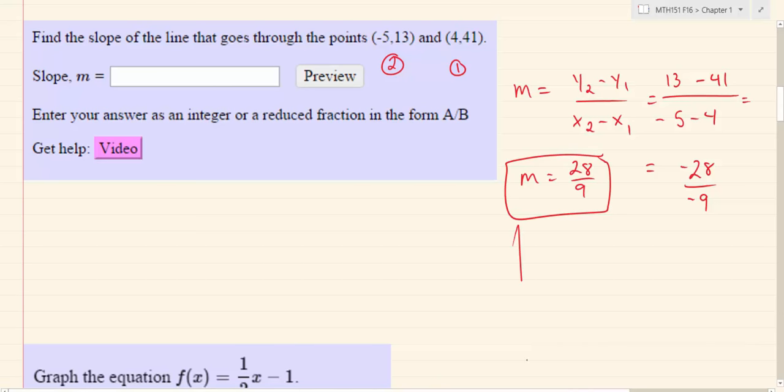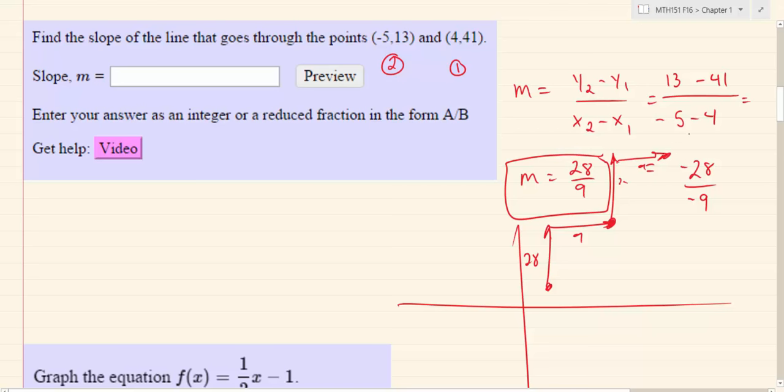That means if you had this graph and you knew 1 point, you would go up 28 units and you would go to the right 9, and that would be another point. And then you would go up 28, not drawn to scale, and then you would go to 9, and there would be another point. And you could connect all those points and you'd get a line.